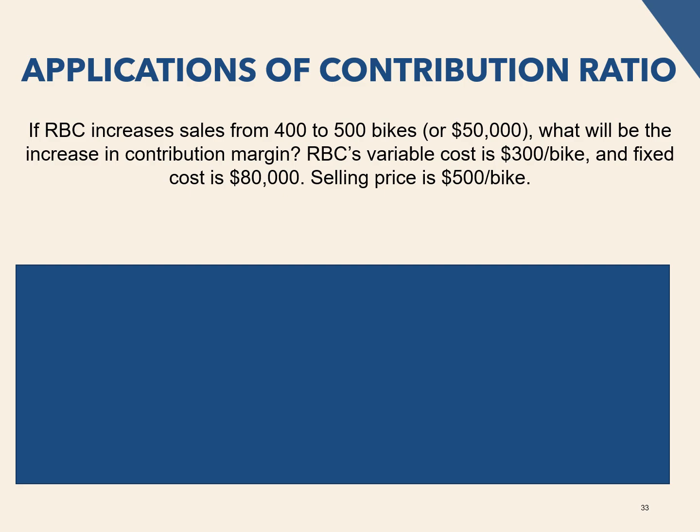We can do the applications of a contribution margin ratio. If Racing Bicycle Company increases sales from 400 to 500 bikes or $50,000, what will be the increase in contribution margin? The basic information for this company is their variable cost is $300 per bike and the fixed cost is $80,000. Selling price is $500 per bike.